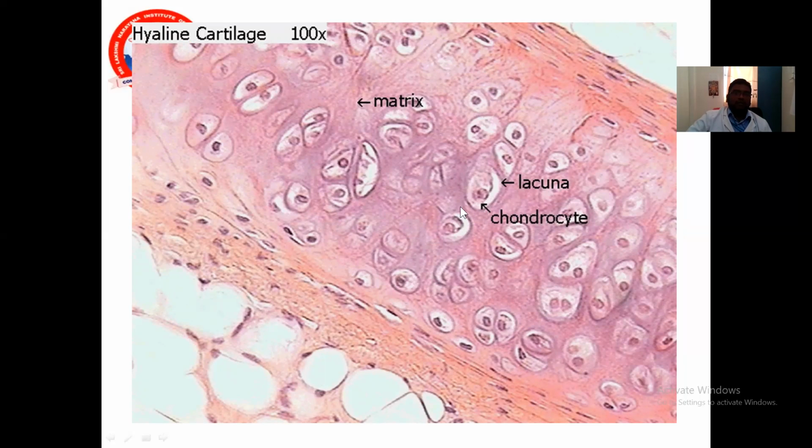This is the lacuna, and this one is your chondrocyte. This is your matrix. This is your perichondrium. This layer is your perichondrium. Here you will be able to get a number of cells. These are nothing but your chondroblasts.